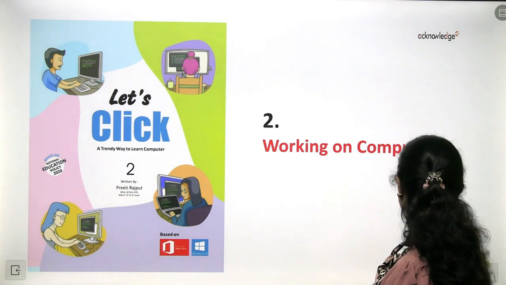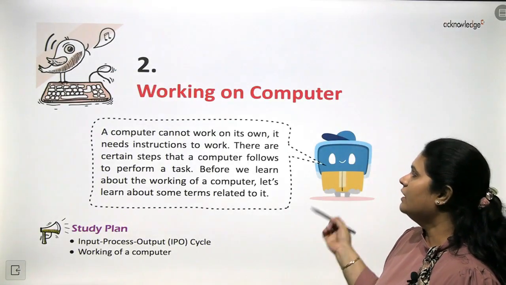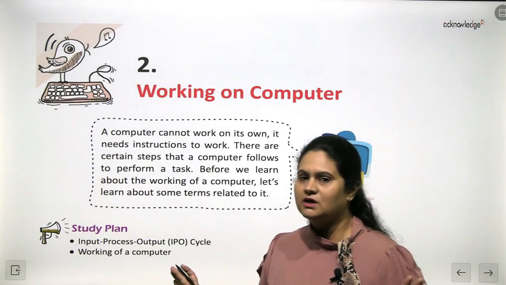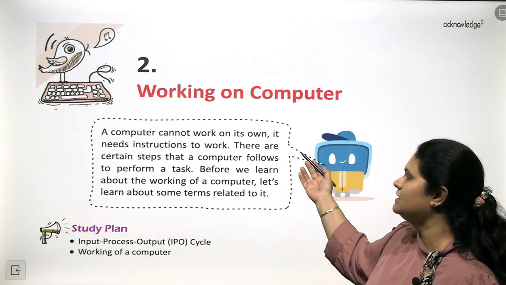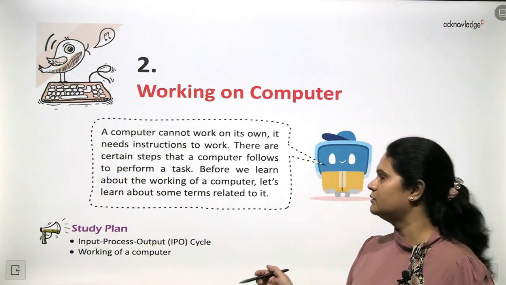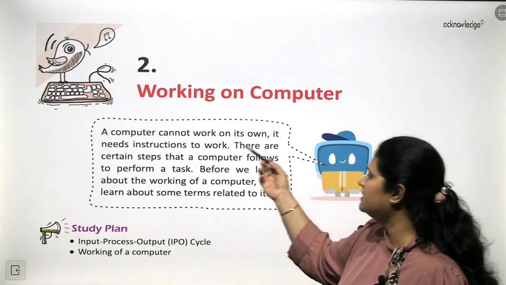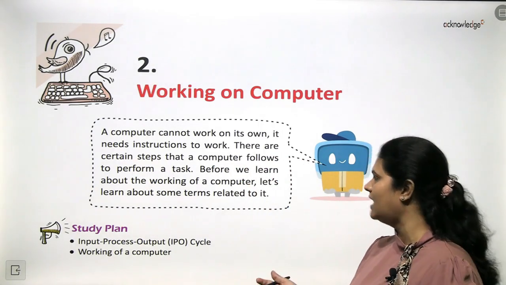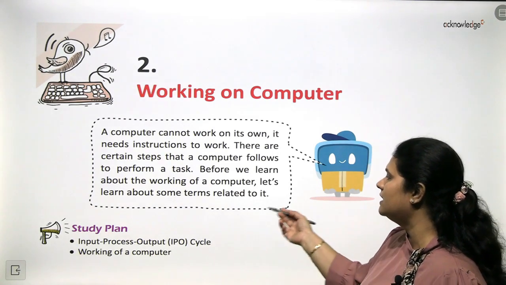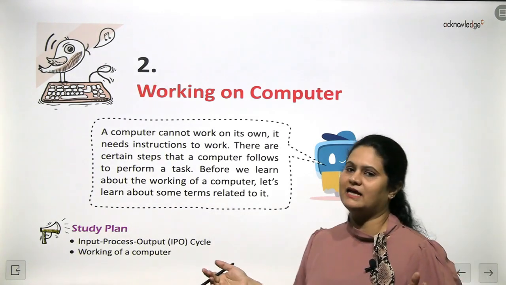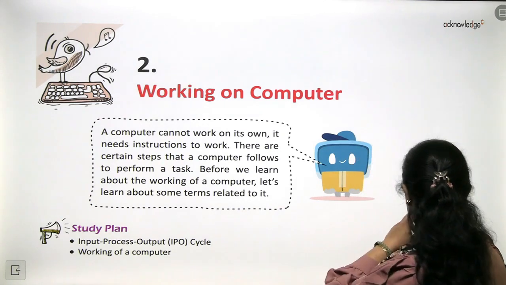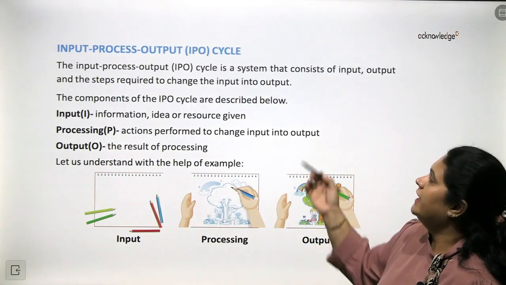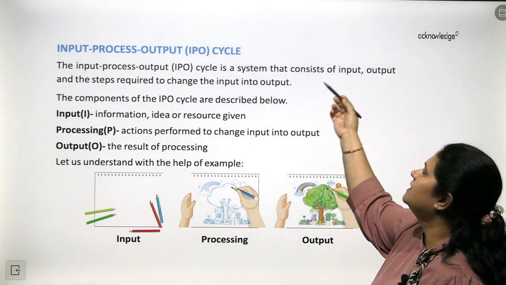So let's begin. Now, the computer as we know cannot work on its own. We need to give some instructions to the computer. Now, there are certain steps that a computer follows to complete any task. So, let us learn about some terms that are related to it. Now, input, process, output, cycle.